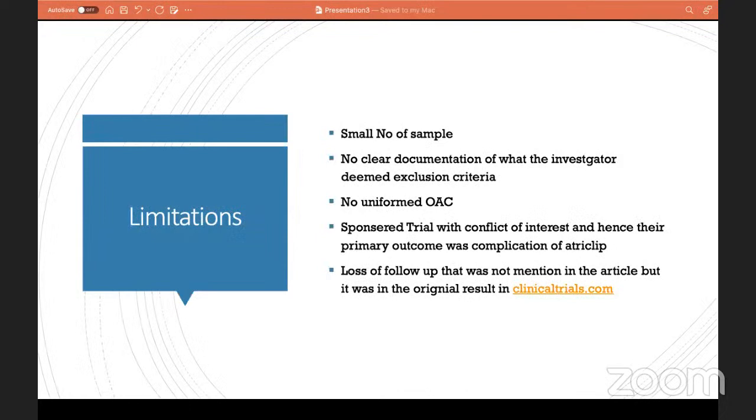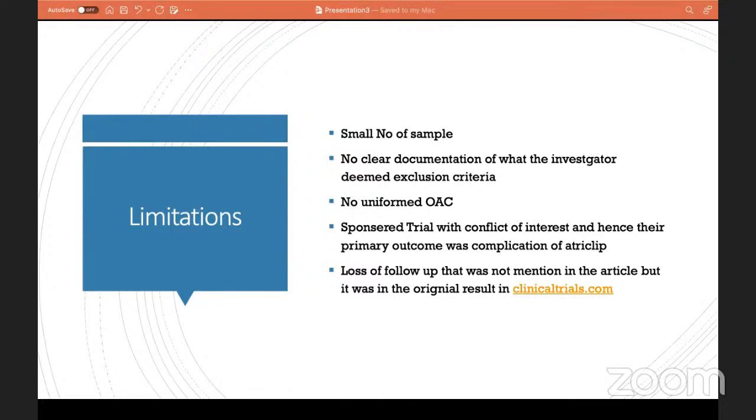So, going to the limitations. First one, which is also mentioned in the original article, is the small sample size. Due to the small sample, they cannot compare the two most important subgroups: subjects who received AtriClip but did not receive oral anticoagulation, and the patients in the no AtriClip arm with no oral anticoagulation. So we could compare whether it is really a prophylactic procedure or not.